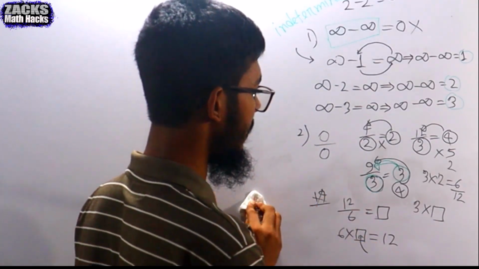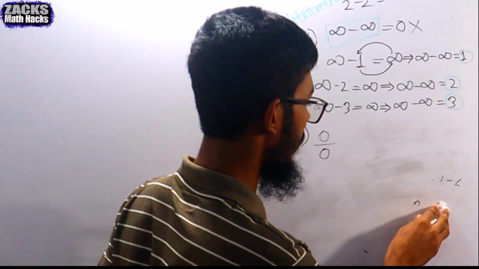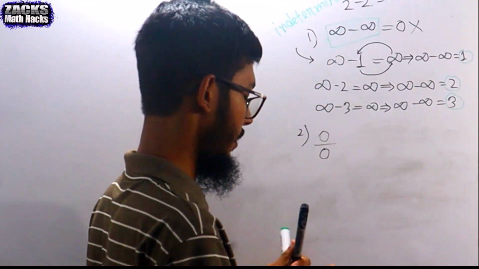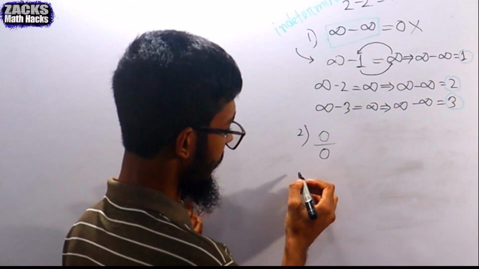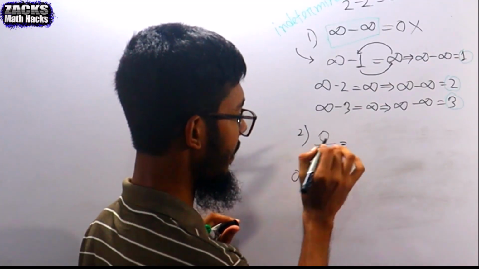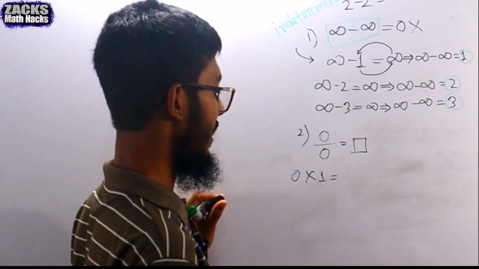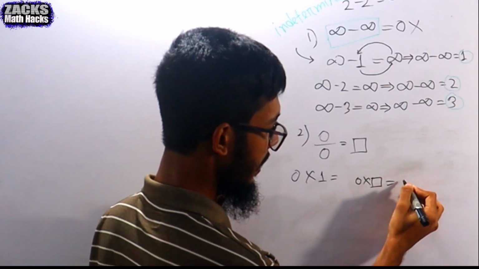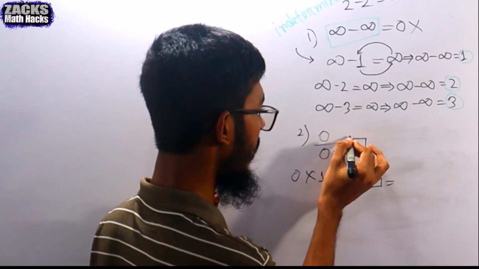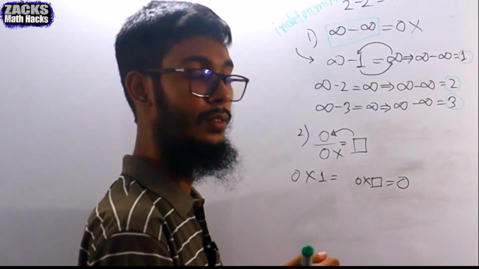So in the same case, consider now our expression. What is our expression? 0 by 0, right? So first of all, let me consider 0 by 0. What is the value? Consider the box now. Tell me 0 multiply box. We want to get 0, the upper part. Now tell me, what value should I put here?